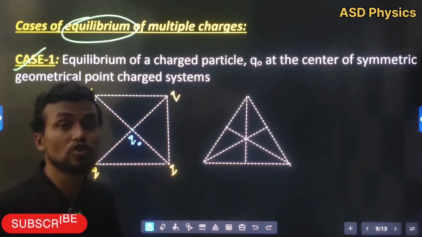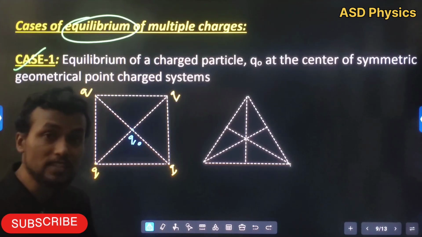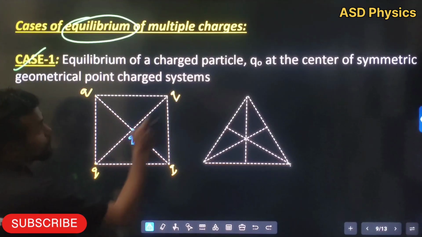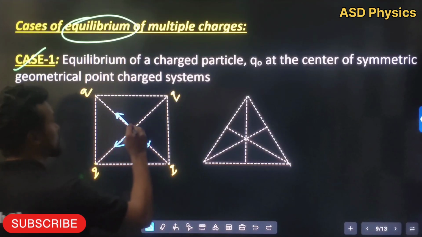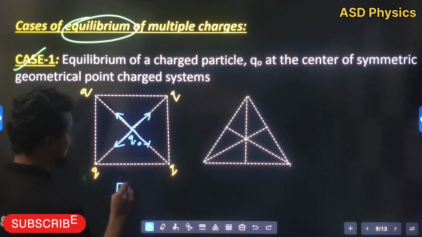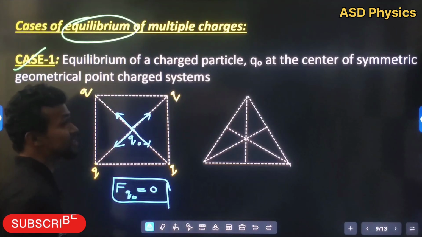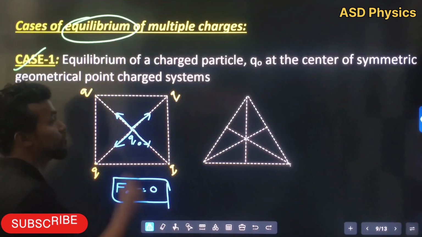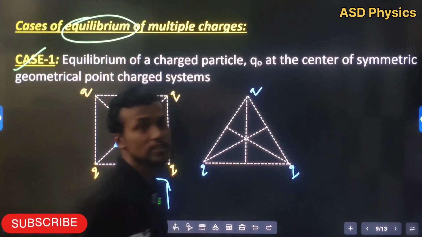Can you guess how many forces this charge Q0 will experience? It will experience 4 forces, yes or no? But all these forces will cancel out. See please, the force between Q and Q0 is in this direction. Similarly, the force between this Q and Q0 is in this direction, and this Q and Q0 in this direction, and this Q and Q0 in this direction. That means all these forces will cancel out, so the resultant force on charge Q0 will be 0. Whenever a charge is placed at the centroid of such a symmetrical charge distribution, the force will be 0.